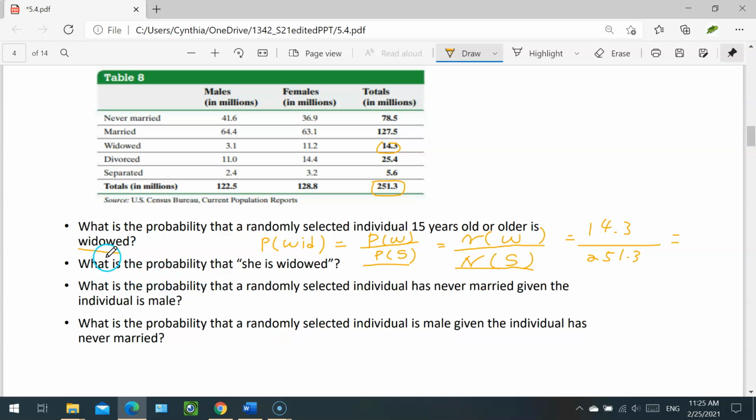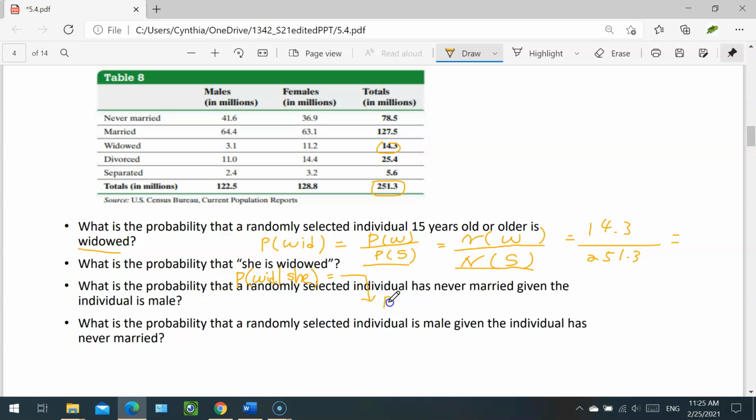We look at the second one. What is the probability that she is widowed? This is a conditional probability, right? It gives us the condition: she is widowed. So this is a conditional probability. They give us the notation. She is the first one, right? So she needs to be there first. She is a widow. So the conditional probability of this one, I don't have space here.